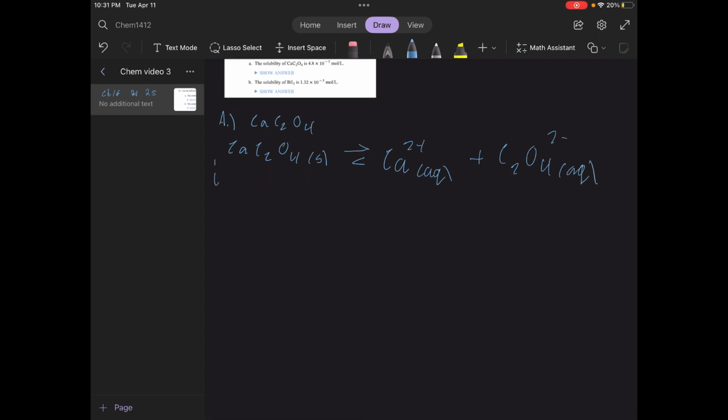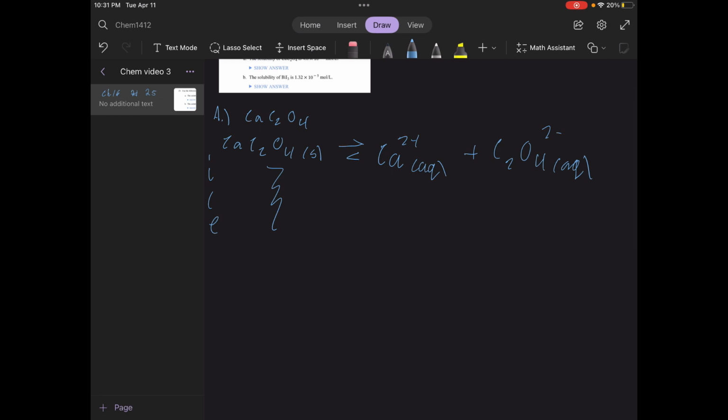Here we can start writing our ICE chart. So we know it's ICE. For the solid, it doesn't really matter. It's just going to equal 1. So we know the initial concentration is going to be 0 since it wasn't given. Then we know the change is going to be S. Then for E, it's going to be S and S.